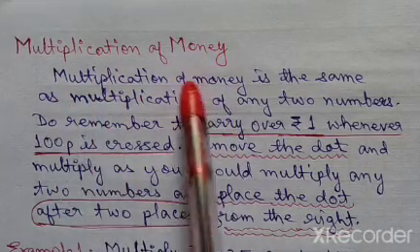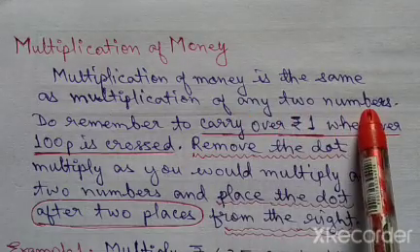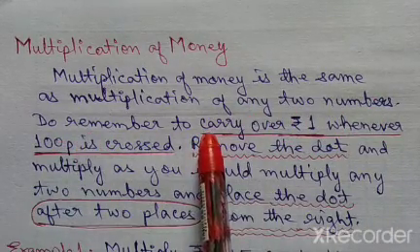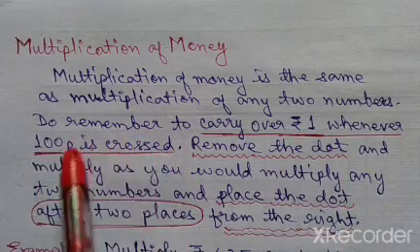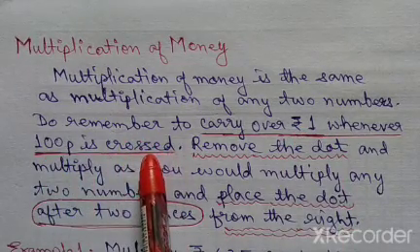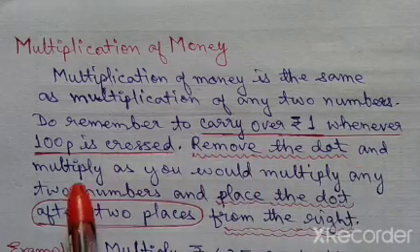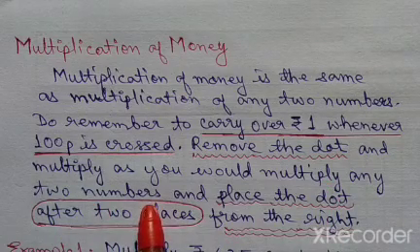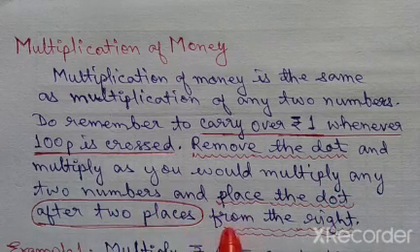Now children, we will learn the multiplication of money. Students, multiplication of money is the same as multiplication of any two numbers. Students, remember to carry over rupees 1 whenever 100 paise is crossed. Cross means exceeds. And remove the dot and multiply as you would multiply any two numbers, and after that place the dot after two places from the right.